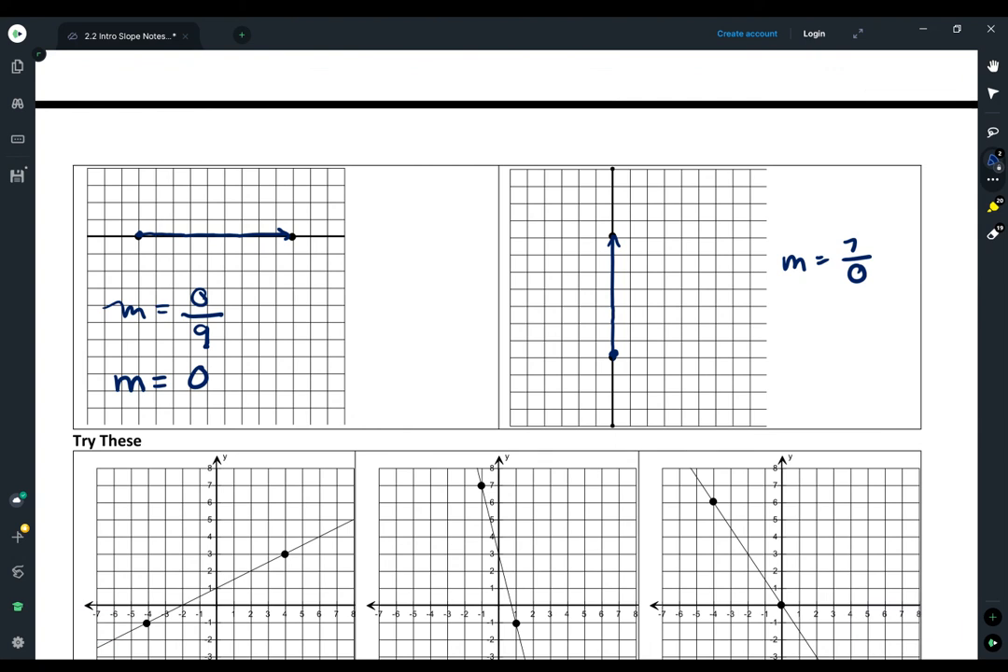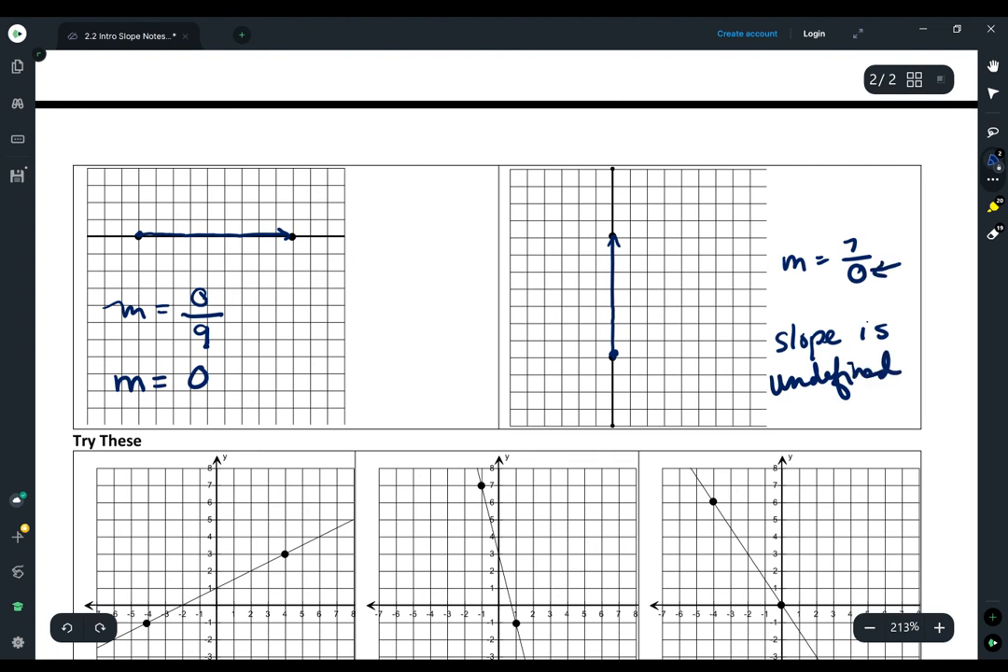Dividing by 0 is one of those really weird things in math that we are just not allowed to do, because math falls apart. So because I'm dividing by 0, I'm going to say that my slope is undefined. That's the word we have for when we divide by 0: undefined. Students have told me that the way they remember it is because the 0 is under.